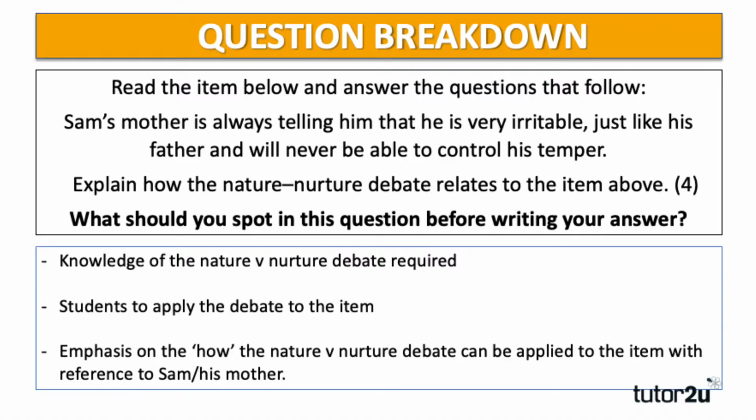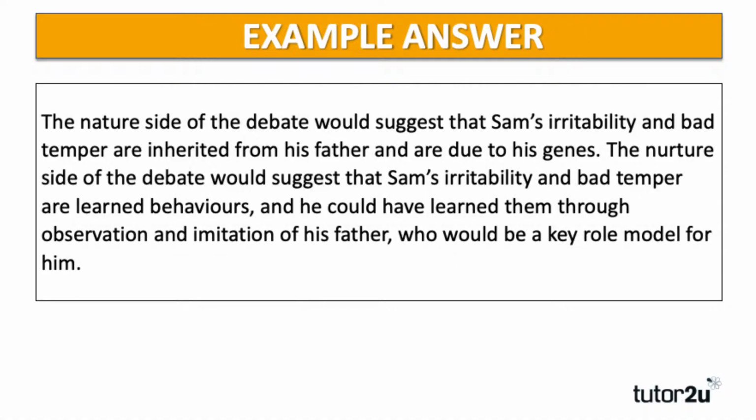Yeah. And have we got a model? Let's see. Oh, there's an example. Yep. So here we go. The nature side of the debate would suggest that Sam's irritability and bad temper are inherited from his father due to his genes. The nurture side, you could have a whereas there as well, couldn't you? The nurture side would suggest that his irritability and bad temper are learnt behaviours, learnt through observation and imitation of his father, who'd be a key role model. So you can see that the debate is in there, but it's illustrated through applying it to Sam.